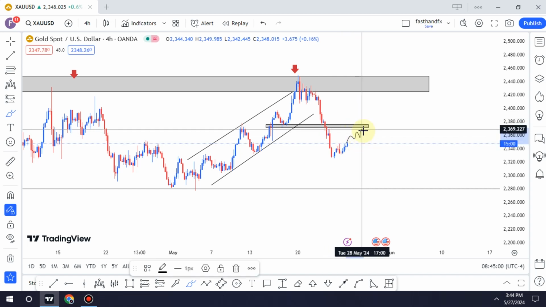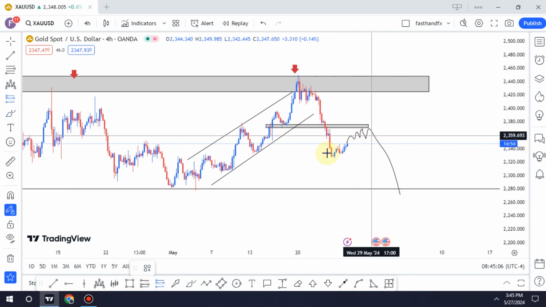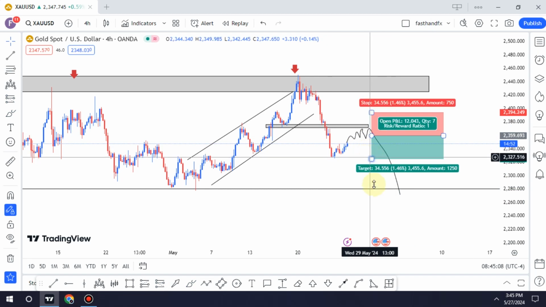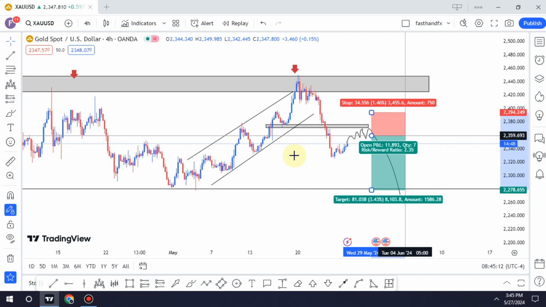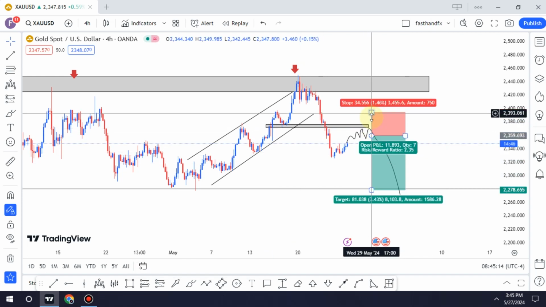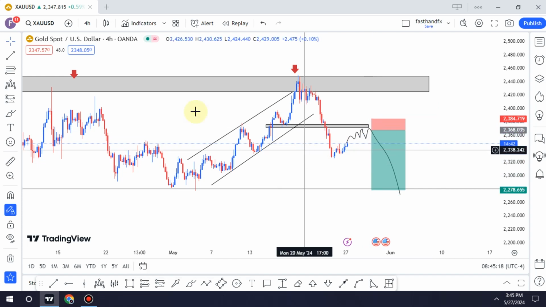Now if gold gives us a reversal structure right here, then it's a good sign that we should be taking our sell into position, something like right there. Okay, then of course your stop loss needs to be above whichever the level that market will have reversed from.